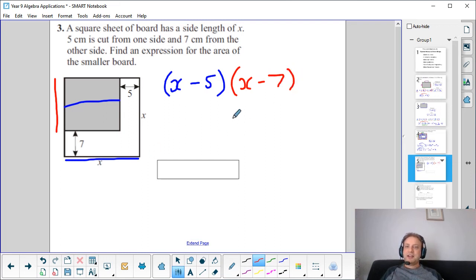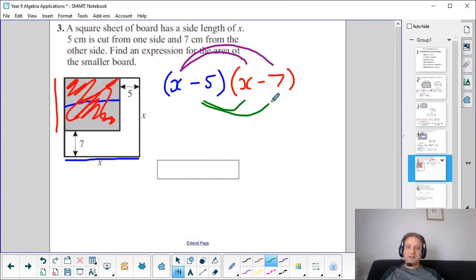All right, and I've put them next to each other because we're going to multiply them, because we want the area of this part here. Right, and the area is the length times the width. So we get to practice our expansion skills again. We get to chuck the x in, and then we get to chuck the minus 5 in as well. So x times x gives me x squared, and x times minus 7 gives me minus 7x. All right, we're done using the x.